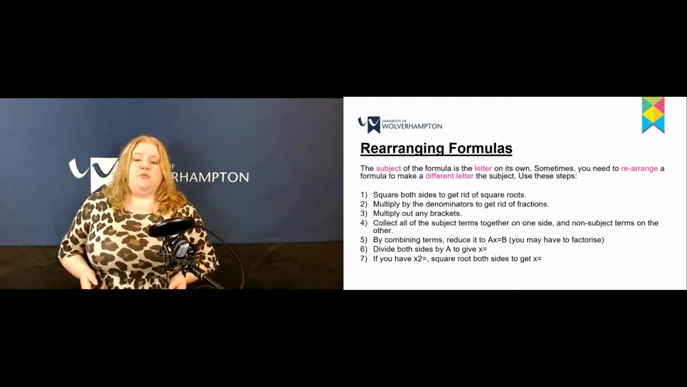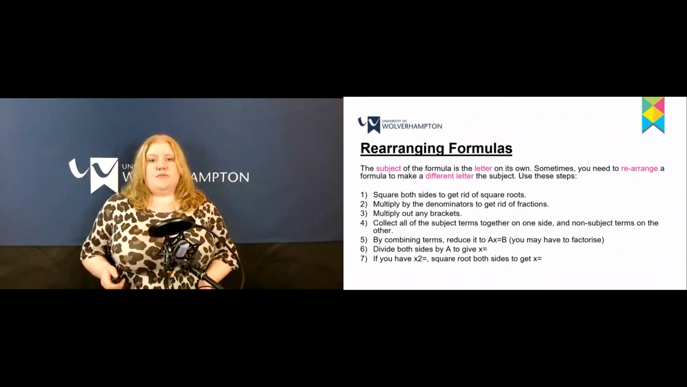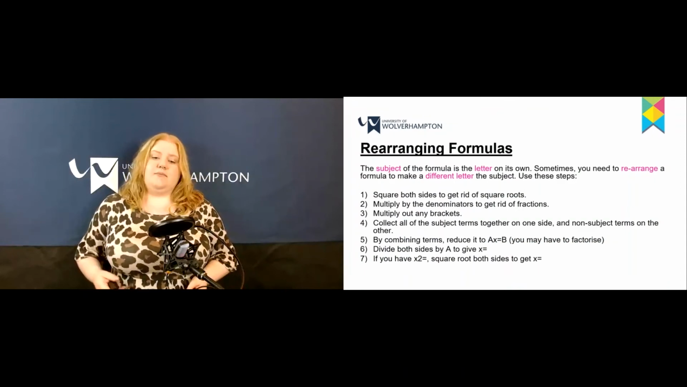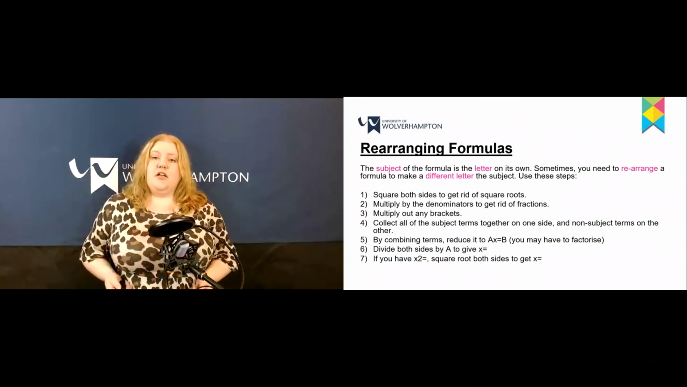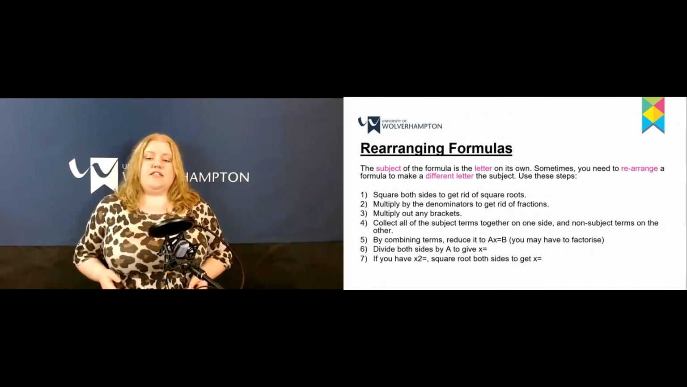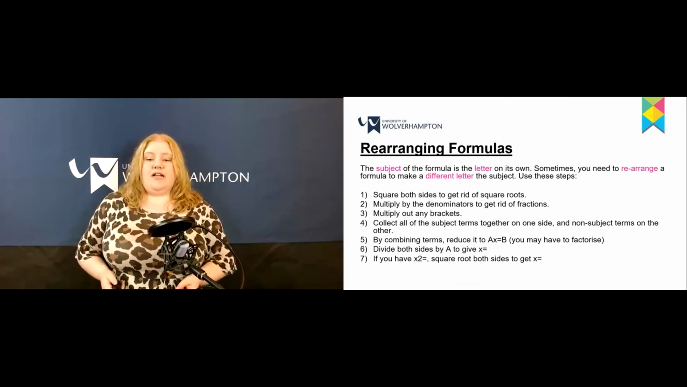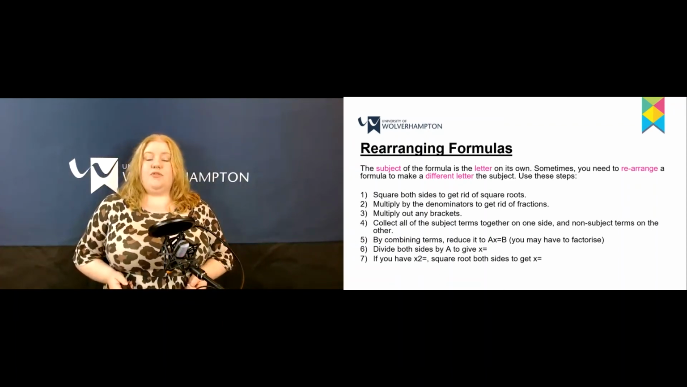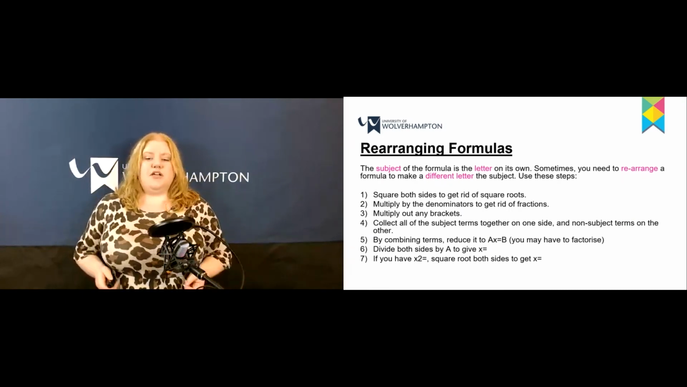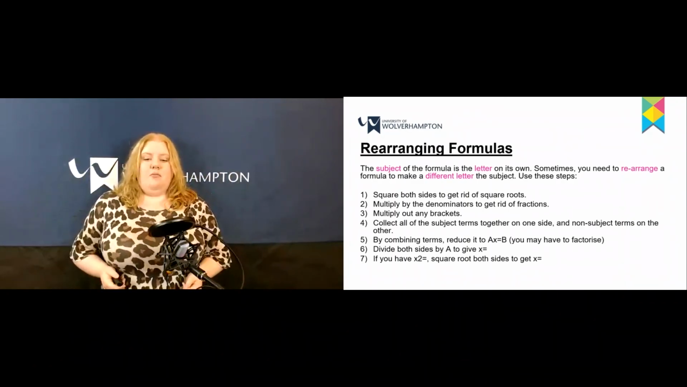So for rearranging formulas, the subject of the formula is the letter on its own. Sometimes you're going to be asked to rearrange a formula to make a different letter the subject. So use this simple guide. Number 1, square root both sides to get rid of any square roots. Number 2, multiply by the denominators to get rid of fractions. Number 3, multiply out any brackets. Number 4, collect all of the subject terms together on one side and all of the non-subject terms on the other. By combining terms, reduce it to ax equals b.